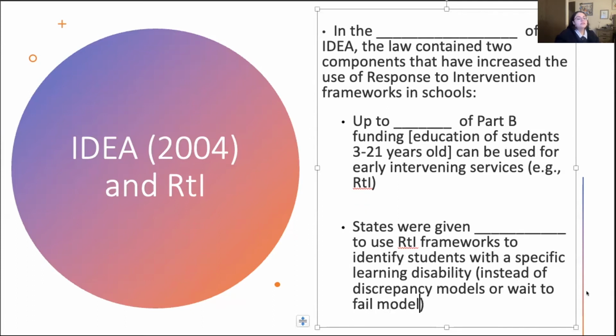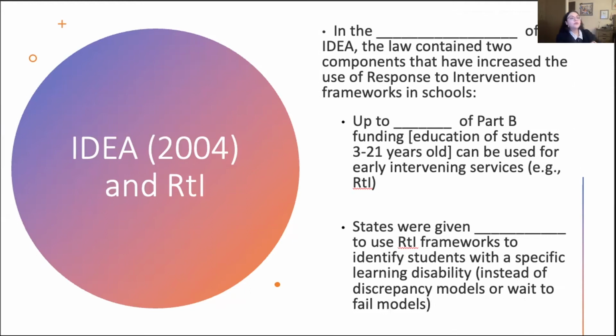Discrepancy models, or wait to fail models, as they are colloquially known, were the old way, or it's still very much in use, the old way of identifying students with disabilities. You'd wait for them to fail. There would be a big discrepancy between their performance and the performance of their peers. And then you would say, well, all of my other students are roughly in the 5th through 6th grade reading range, and they're 7th grade beginning students. That kind of makes sense.